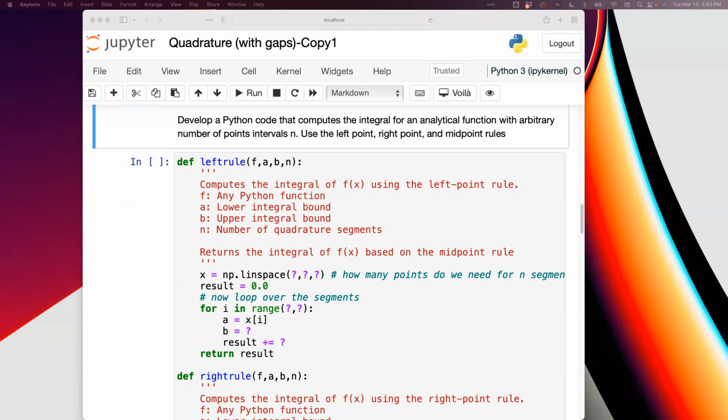Got it. For i in range. If you're in doubt, yes, create a new cell, and create a linspace and play with it. So put a linspace, say going from 0 to 1 with 10 points, right? And see what happens. Okay.